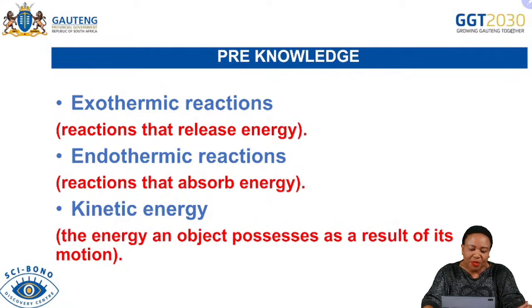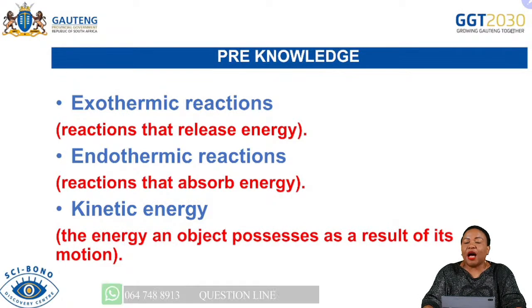What is an exothermic reaction? We remember that exothermic reactions are reactions that release energy. Endothermic reactions are reactions that absorb energy, and kinetic energy is the energy an object possesses as a result of its motion. So these are the pre-knowledge concepts that we need to understand before we continue with this lesson.